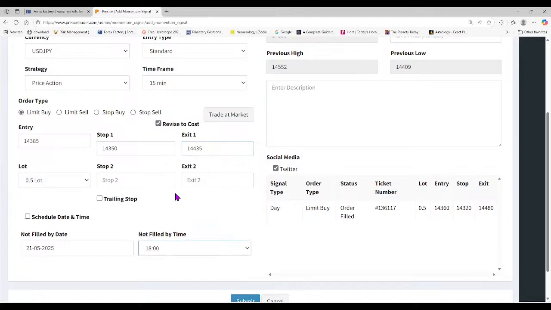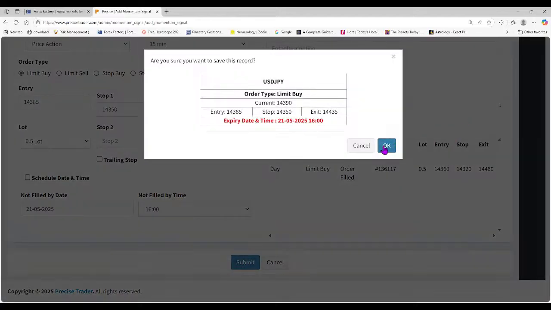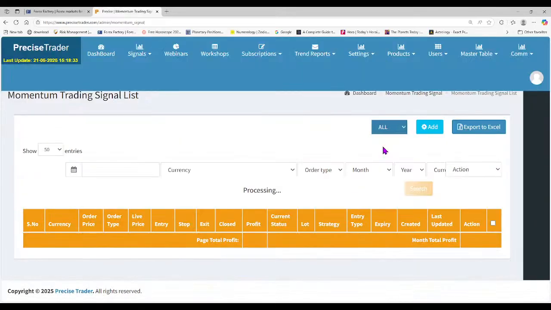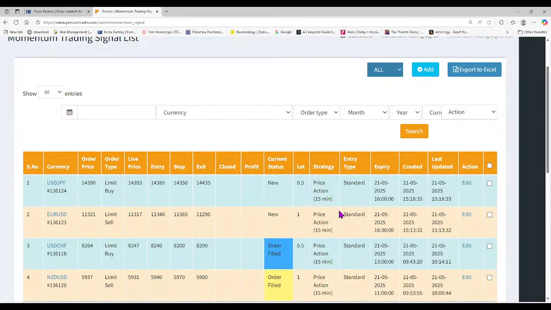go for 4 o'clock, because this is the second entry. Then we can go for one more entry. Okay, because we are splitting the entry now, we can go for one more entry, which is one lot.